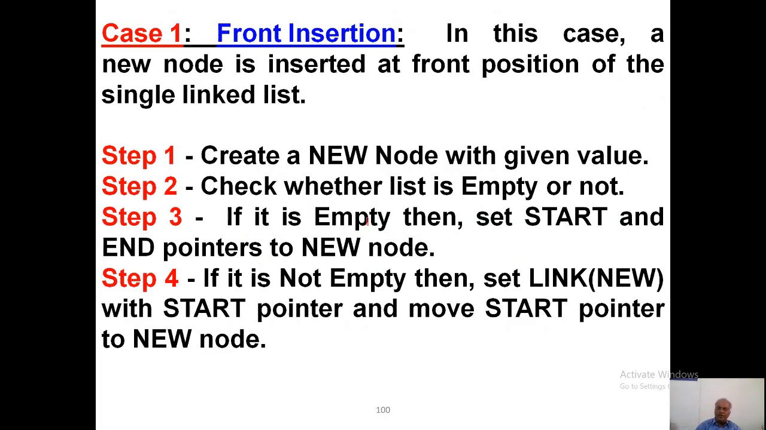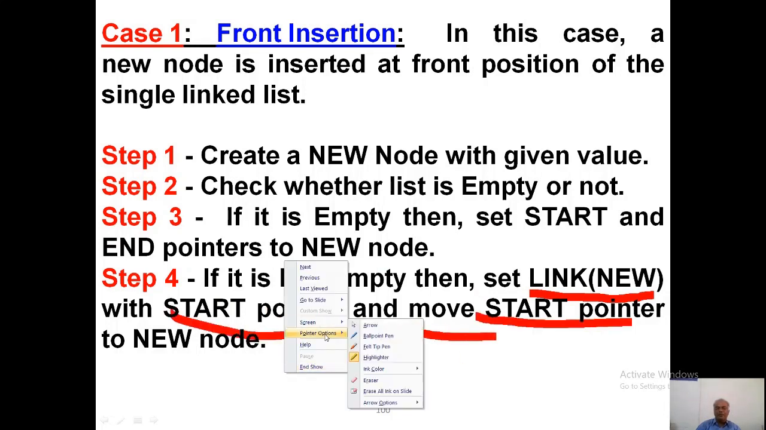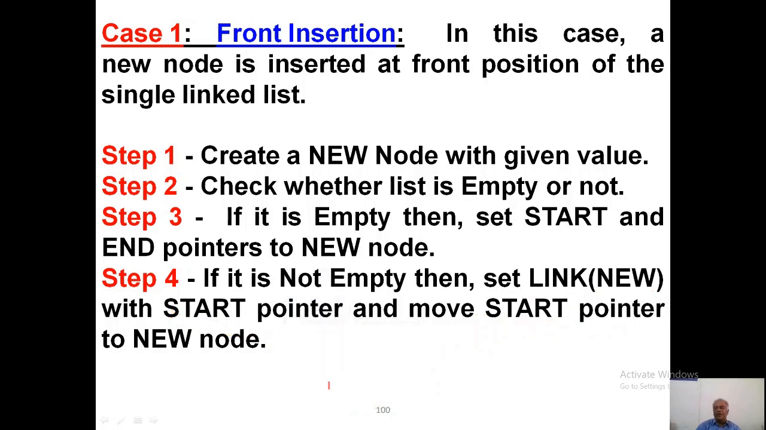If you want to insert a node at the front position, create a new node with a given value. Check whether the list is empty or not. If it is empty, then we can insert. If it is empty, then start and end positions are at the new node only. Why? Because it is the only node. If it is not empty, then set the link of new with the start pointer and move the start pointer to the new node. Since you are inserting at the front position, set the link of new with the start pointer.